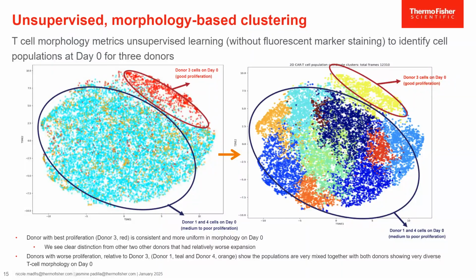We see a clear cluster between the donor cells that showed best expansion, aka donor 3 in the red, and the donor cells that showed worse expansion in the teal and orange, aka donor 1 and 4 respectively. On the right, we see a more thorough pinpointing of different morphology profiles. The clustering reveals that donor 3, the donor that expanded the best, has a consistent population morphology, whereas donor 1 and 4 have a very diverse and heterogeneous morphology population on day 0.